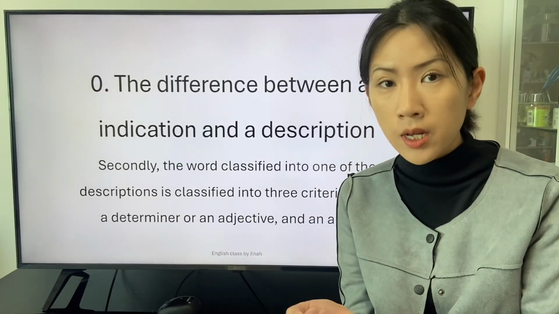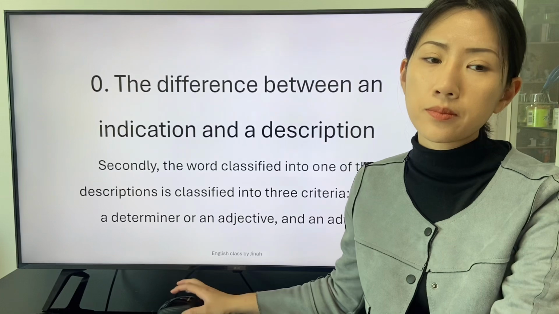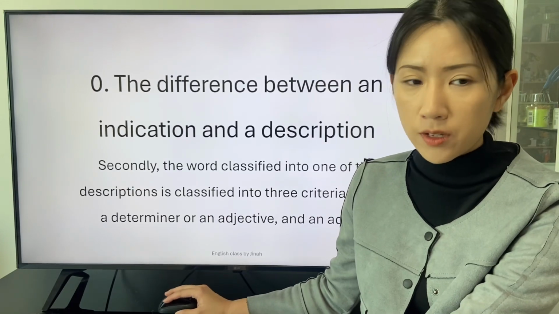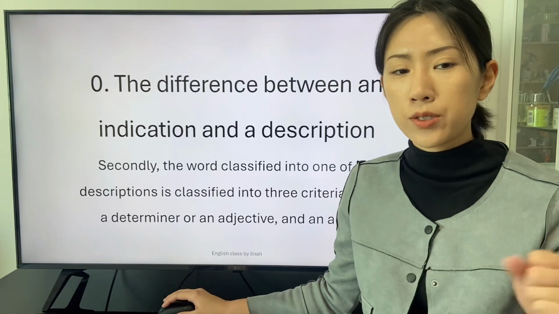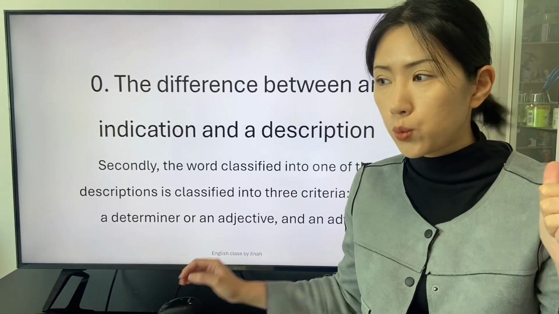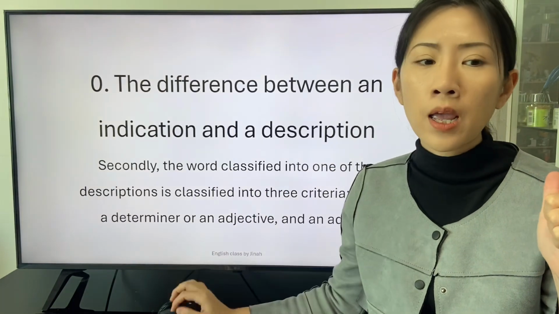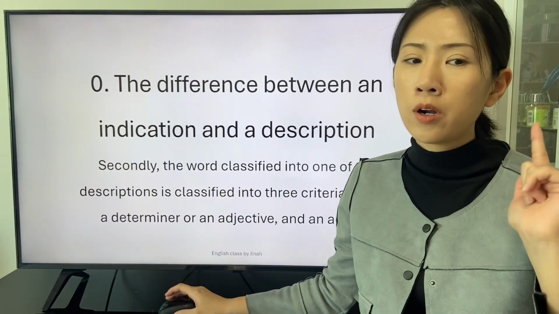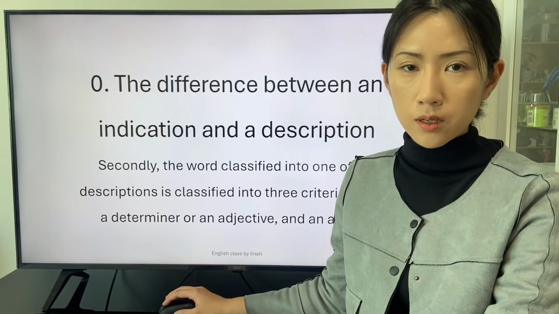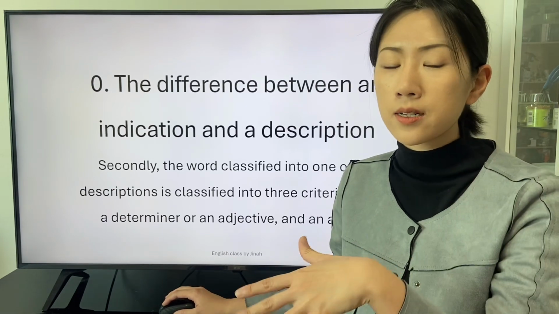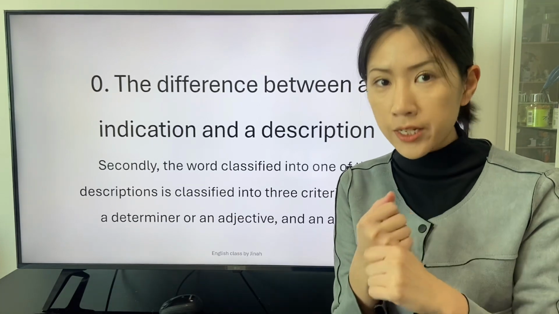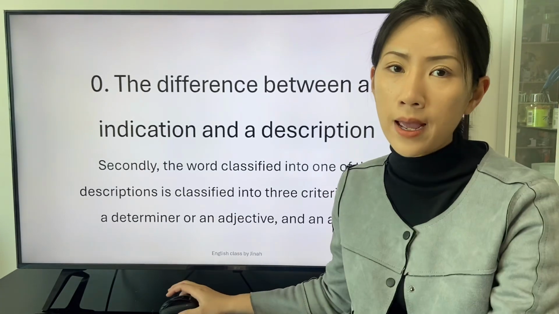We will classify the sort of the description into three. The word classified into one of the descriptions is classified into three criteria: a verb, which we will study in this class, a determiner or an adjective, and an adverb. In the preceding classes, we will study about a determiner or an adjective and an adverb as well.